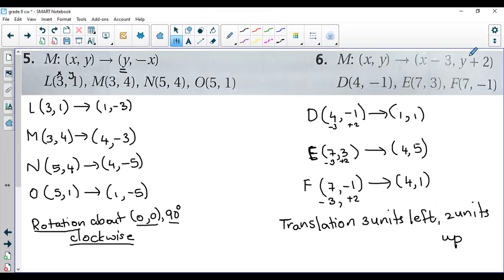Same I told you for the marks. If you get plus marks, your level goes high. So the same way, if it is plus, the units go up. And if it was for subtracting of the x value, that means it's going to the left. So this is a translation of 3 units left and 2 units up.